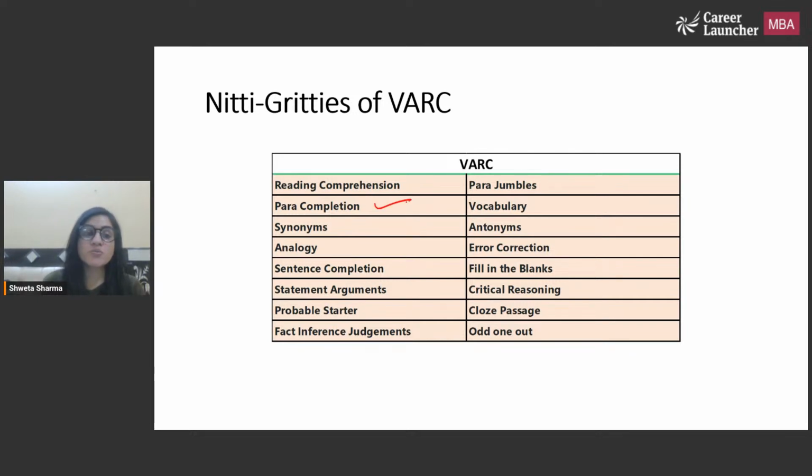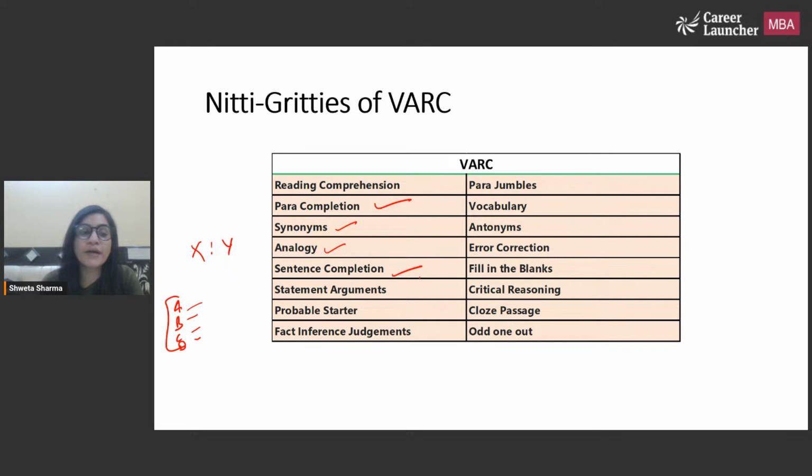So para completion is one part. Para completion could be a grammar portion where you're given a sentence or maybe an entire cloze test, a paragraph with multiple blanks. Synonyms, antonyms is more about your vocabulary. Analogy is more about the relationship of X is to Y. You need to figure out a similar kind of relationship from the 4 options stated.